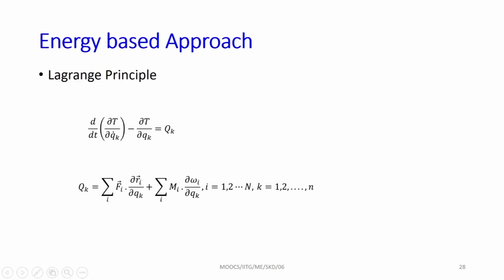Then, in the Lagrange based approach, last class we saw the Lagrange equation: d by dt of del T by del q_k dot, minus del T by del q_k, equals capital Q_k. Here q_k are the generalized coordinates, and we have discussed the generalized coordinate.